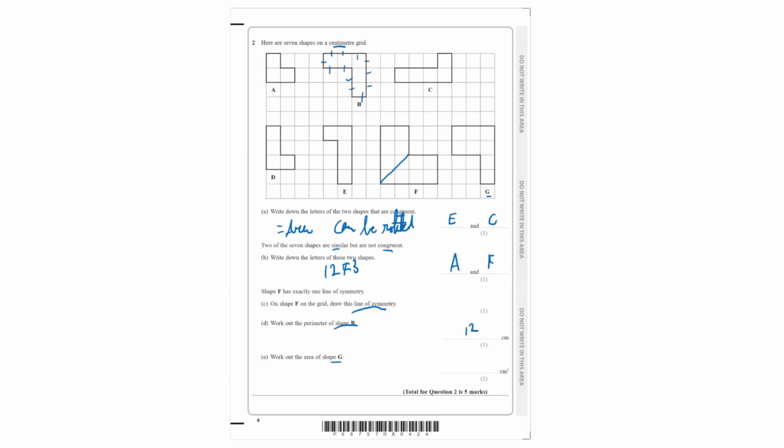Work out the area of shape G. So shape G is here. And we just have to count how many boxes are inside. 1, 2, 3, 4, 5, 6, 7, 8. That gives us 8 centimeters squared.